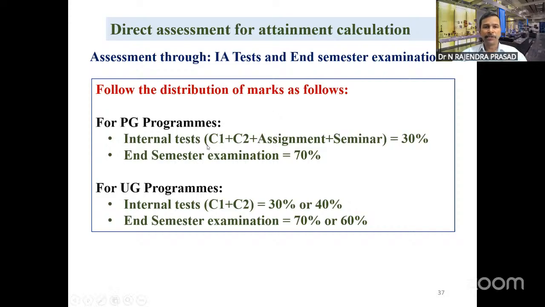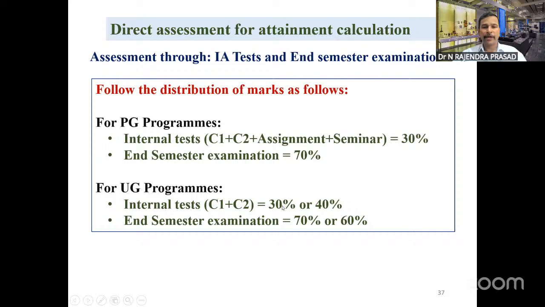This is in our institution. The marks distribution is like this. For internal assessment tests and end semester examination, we conduct IA test for 30% of the marks, end semester examination for 70% for all PG programs. We have 15 PG programs. For all those PG programs, 30 marks out of 100 will be for C1, C2, assignment, seminar. And the remaining 70 will be for the end semester examination, that is C3.